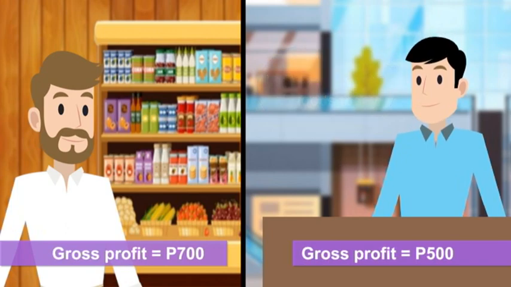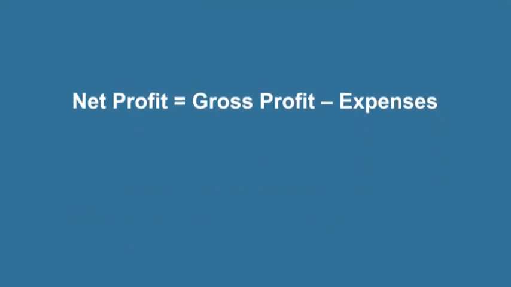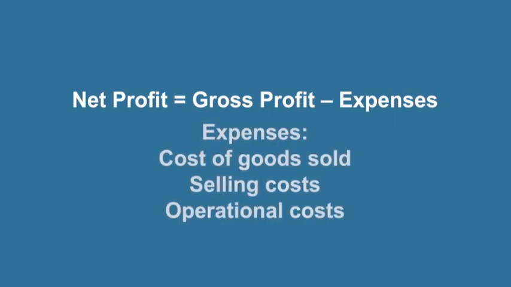But gross profits, like mark-ons, do not go all to the owner. The expenses incurred in selling goods must be deducted. The result would be the net profit. Net profit is the gross profit minus the expenses like cost of goods sold, selling, and operational costs. The remainder would be the net or owner's profit. Net profit equals gross profit minus expenses.